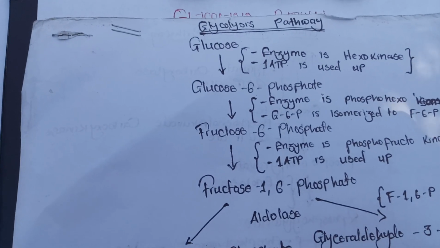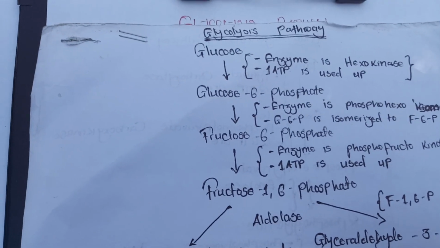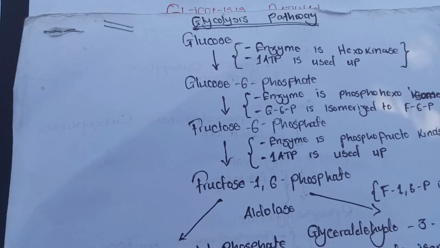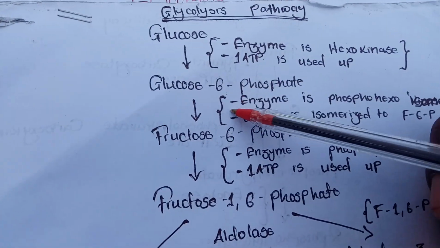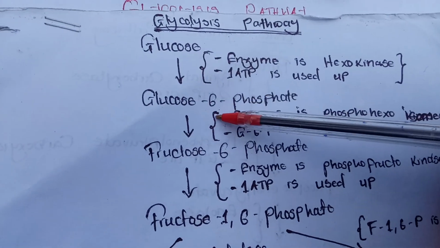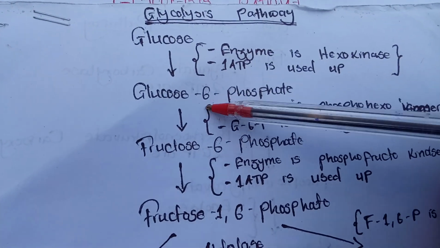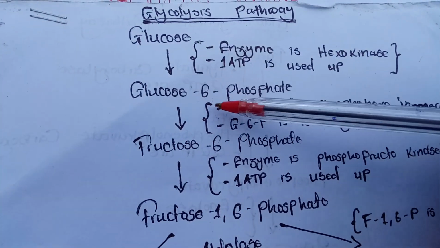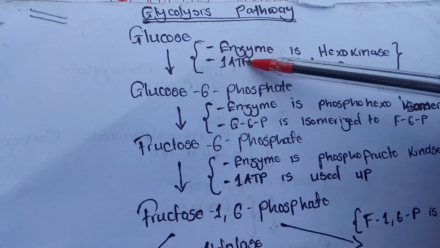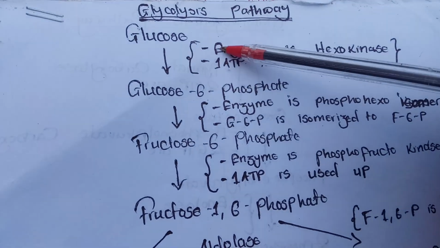So the investment phase is from steps 1 to 5, and then the payoff phase is from steps 6 to 10. Okay, so let's begin. In the first step, it involves conversion of glucose into glucose 6-phosphate. What happens here is that the enzyme hexokinase adds a phosphate on the 6th carbon of glucose to produce glucose 6-phosphate. And since we are using up a phosphate, that phosphate is actually coming from an ATP molecule. So 1 ATP molecule is used up in this step.